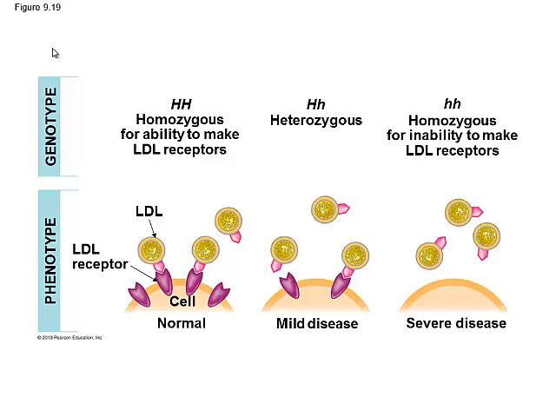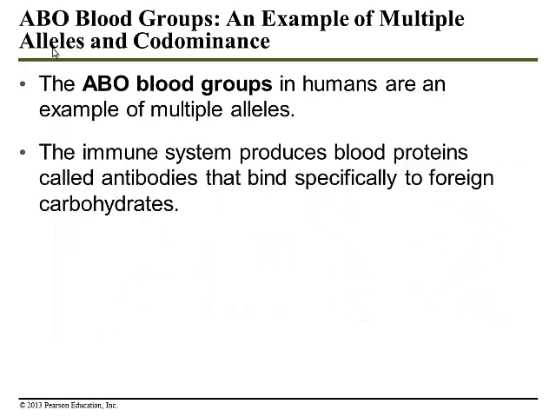If you're a heterozygote, you don't have as many of those receptors on your cells. So you have a little bit of high cholesterol. If you're homozygous for the inability to make those receptors, period, cholesterol is going to be very high in you because most of it's going to be floating around in your circulatory system rather than hanging out on the cells where it should. So we see varying degrees of that particular disease.